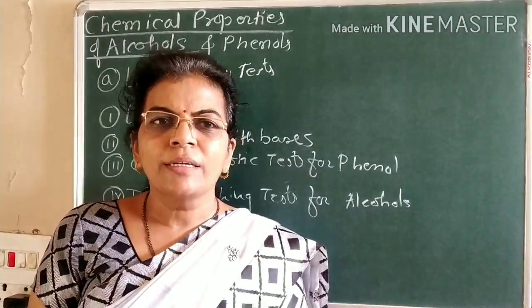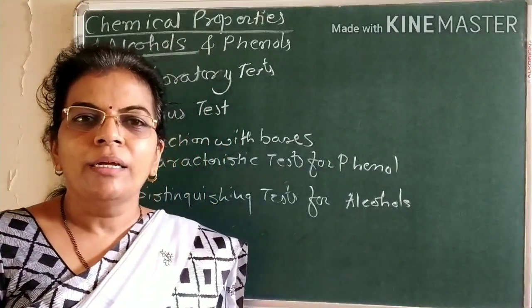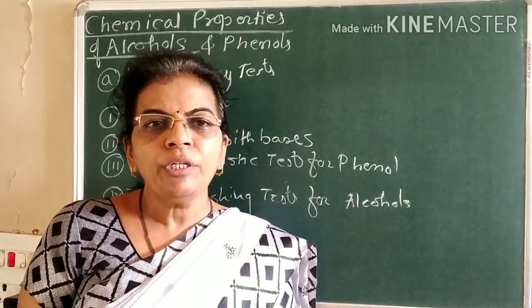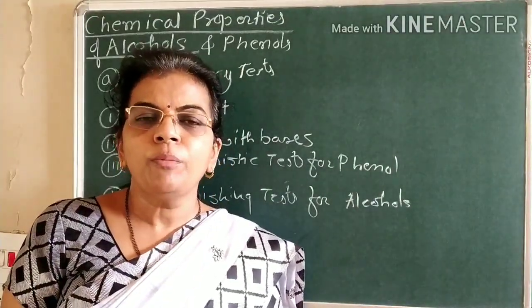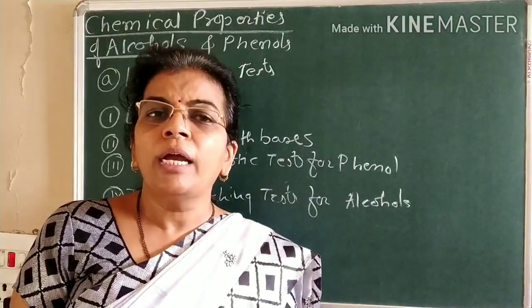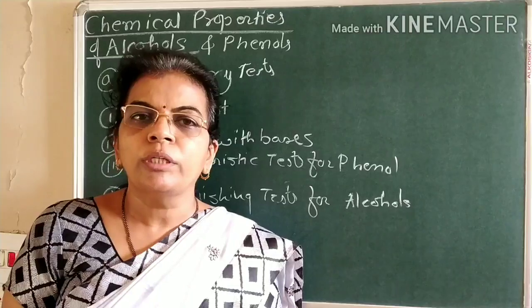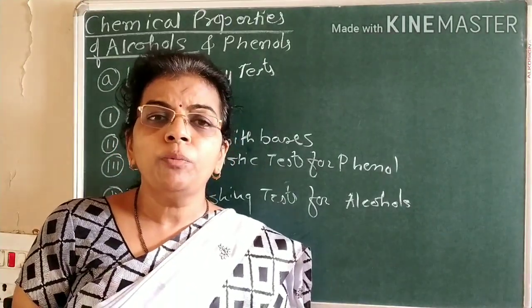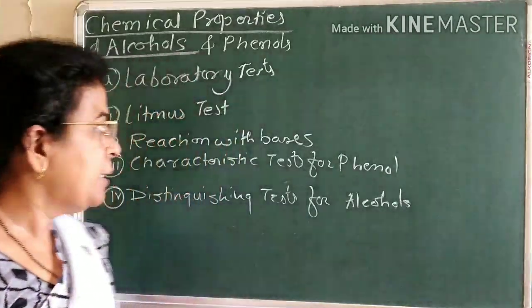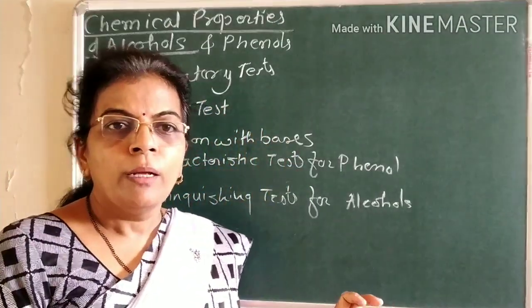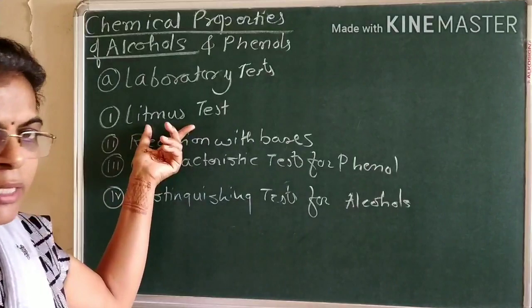Hello students, last time we started a new topic, alcohols, phenols and ethers, in which we completed physical properties of alcohols and phenols, and then started chemical properties of alcohols and phenols. The first property we completed is the laboratory test for alcohols and phenols, in which we saw the litmus test.